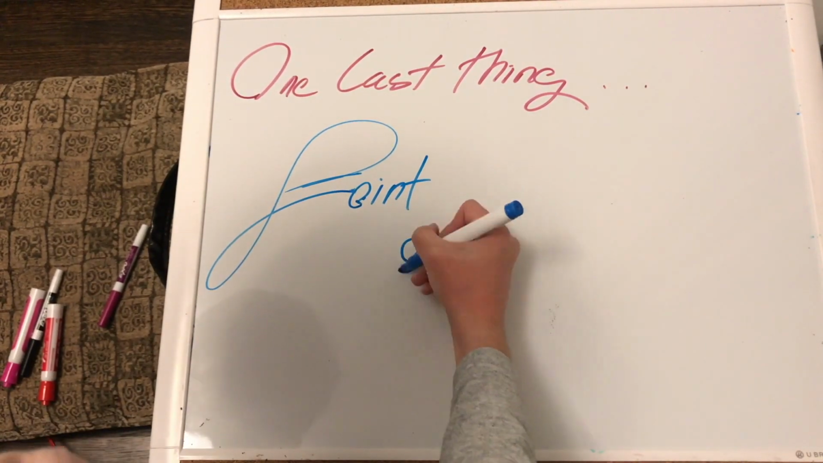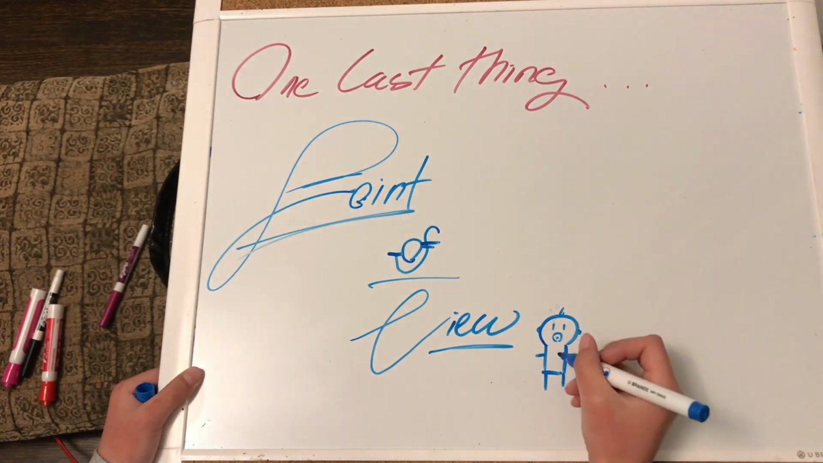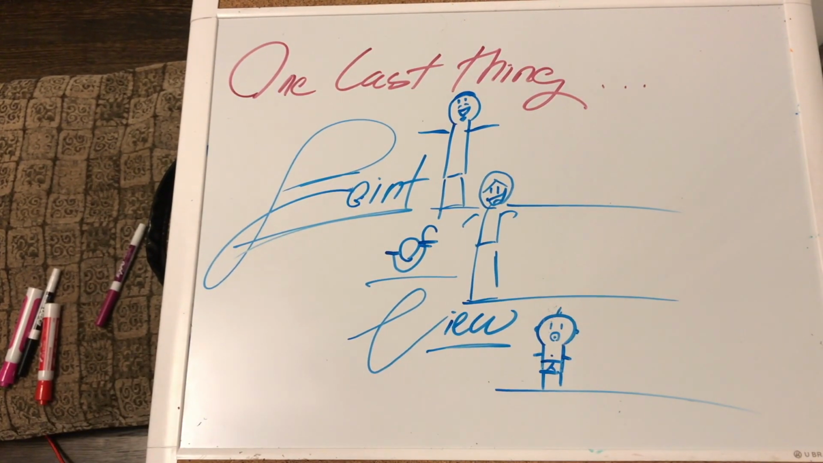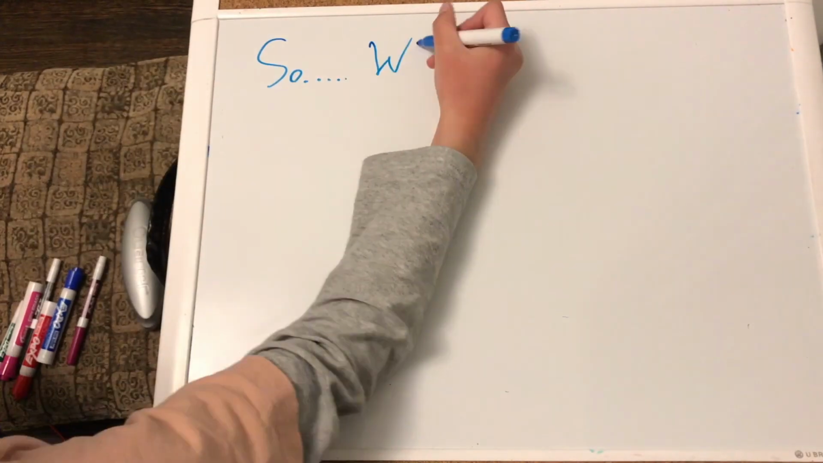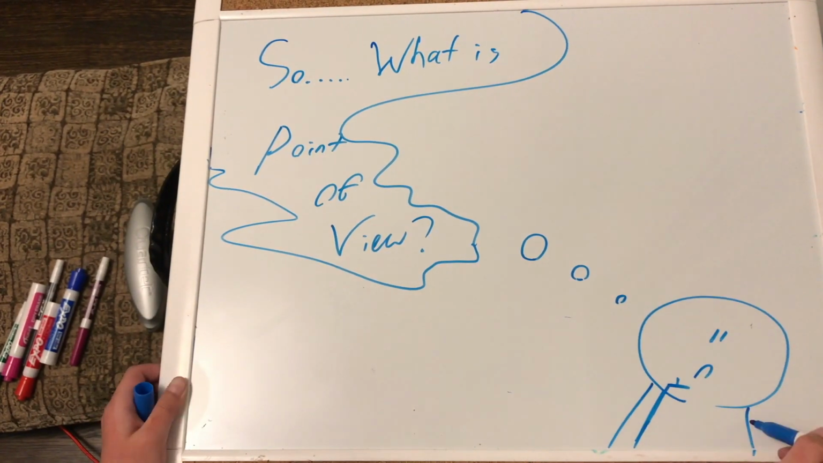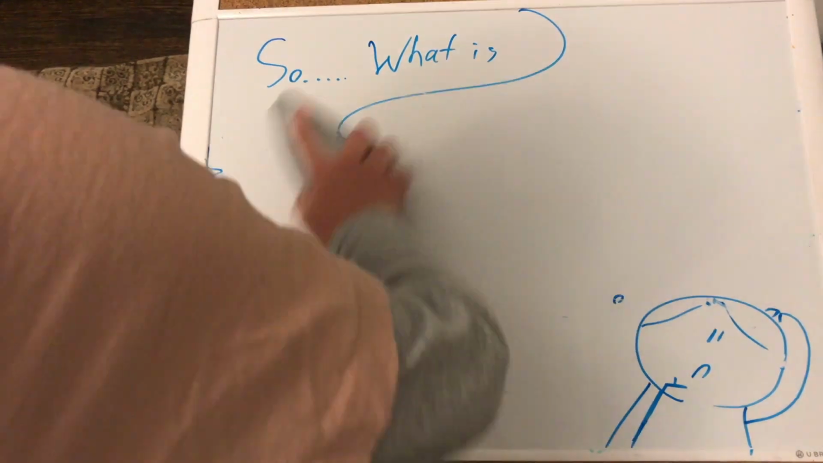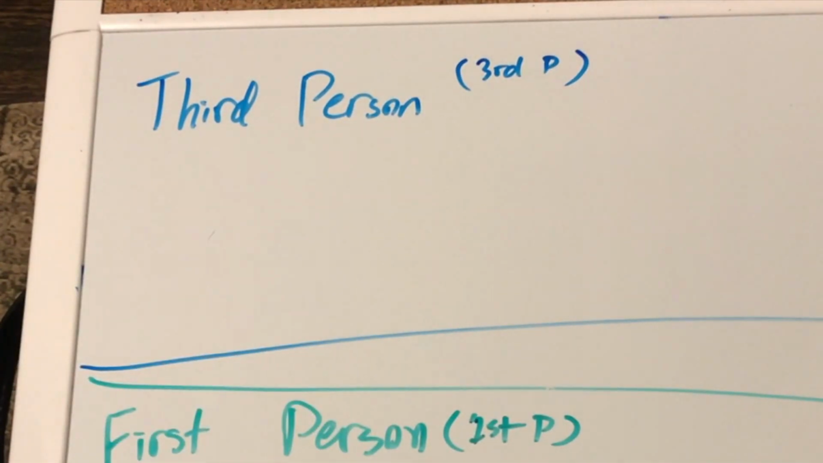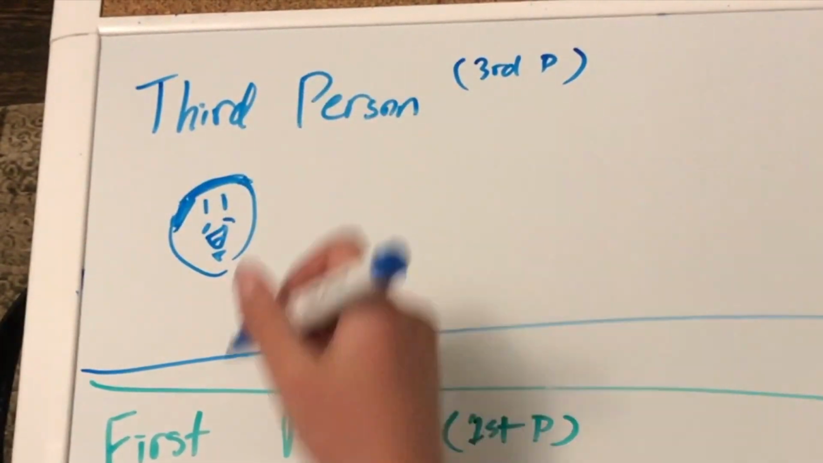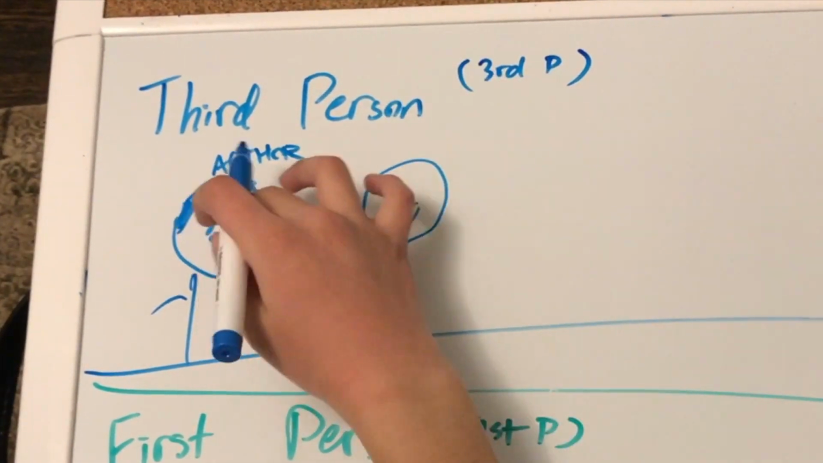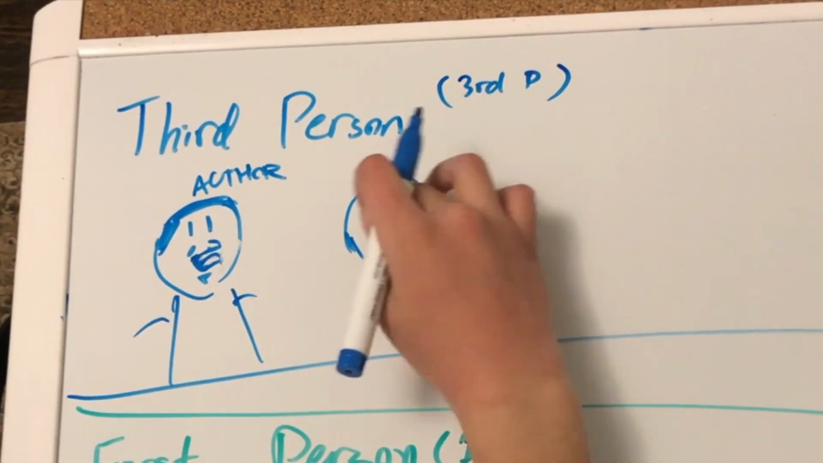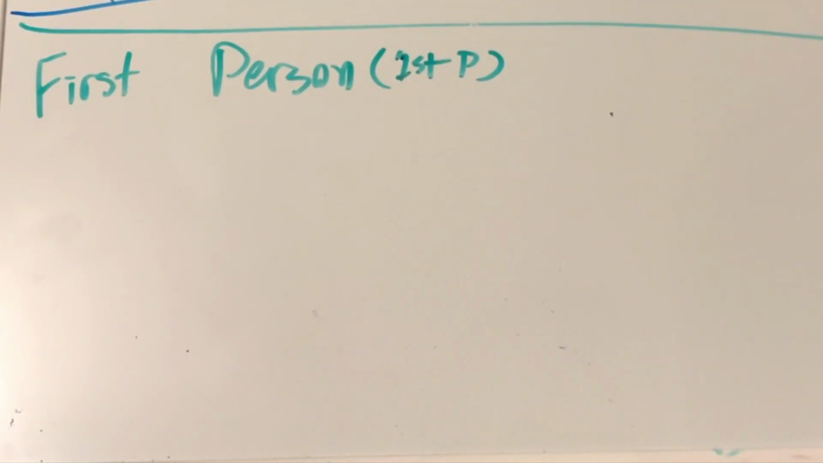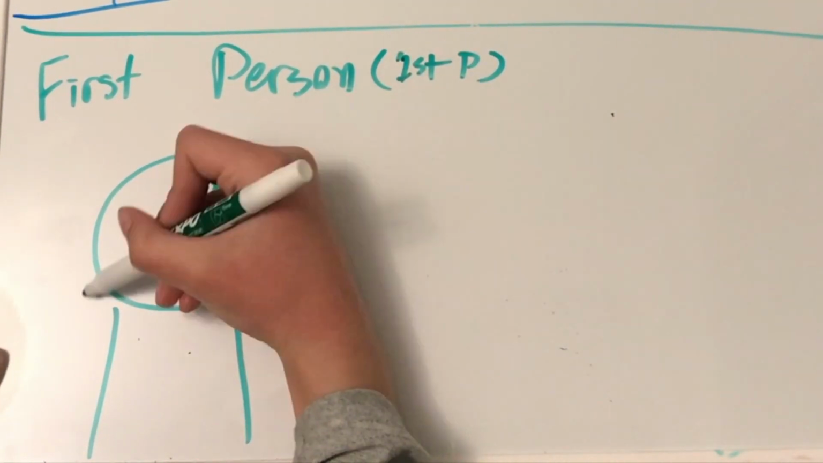Oh, right, one more thing, point of view. So, what is point of view? There are two main types of point of view, third person and first person. Third person is when the story is told by an author or a narrator, and first person is when the story is told from the main character's perspective.